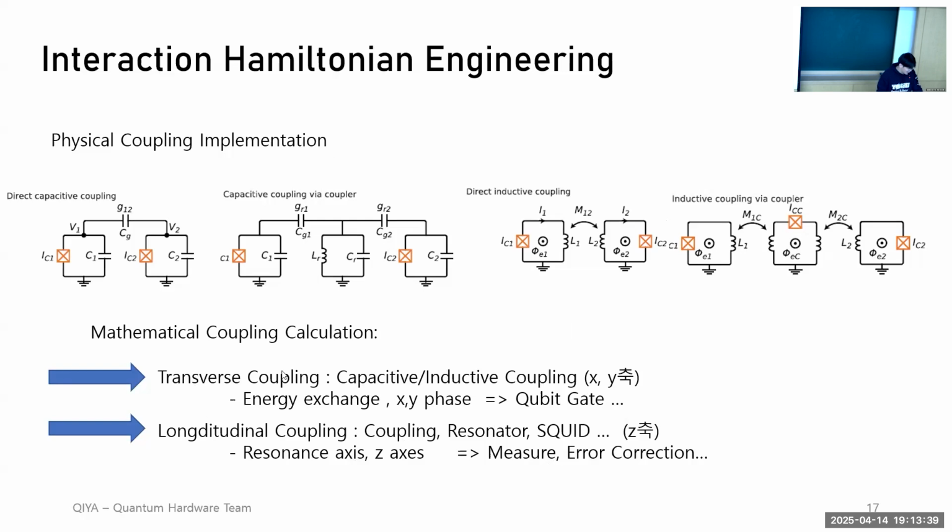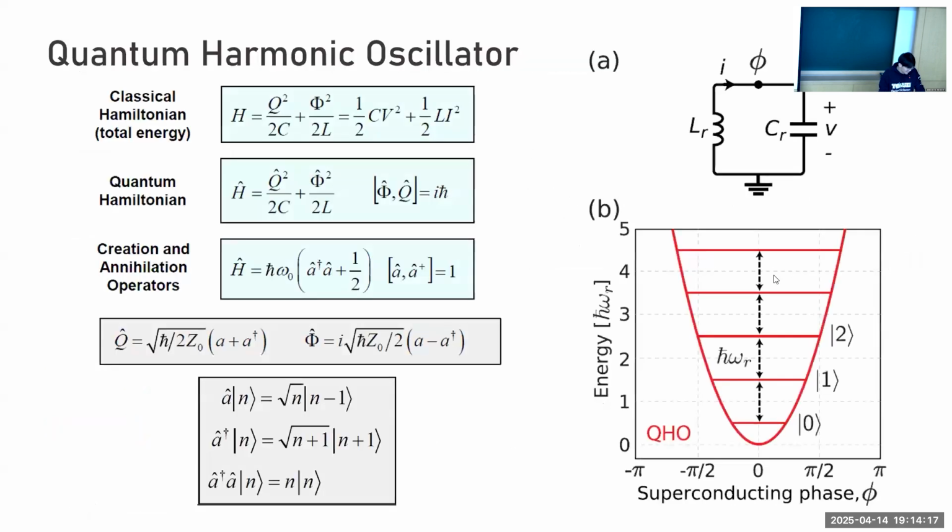And longitudinal coupling is like coupling a resonator, SQUID, or some different kind from the transverse coupling. You can relate it to the resonance axis and the z axis. You can use it in measurement or error correction. Basically we use z basis measurements in the circuits, so we can determine 0 and 1. It's about the z axis.